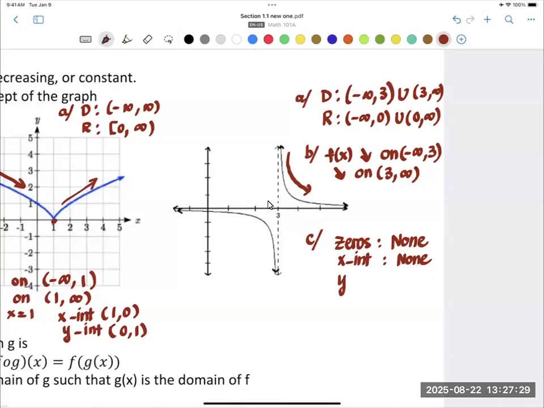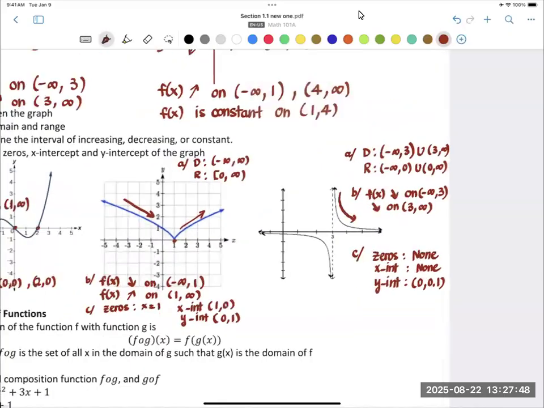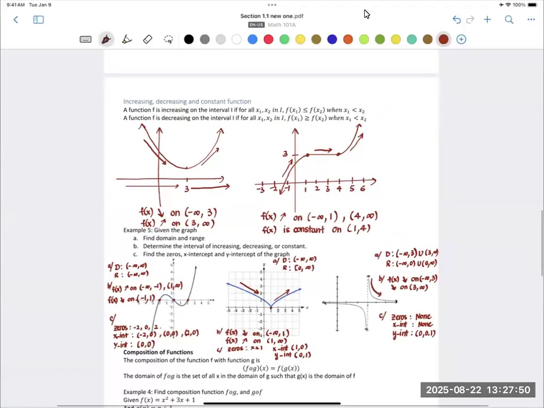And how about the y-intercept? Yes, we do see 1 point for the y-intercept. On the y-axis, there's 1 point where the graph passes through the y-axis. But it's hard to read. We're going to call it about 0.1. So it's going to be (0, 0.1) for the y-intercept. Okay, so this is all for the increasing and decreasing functions.